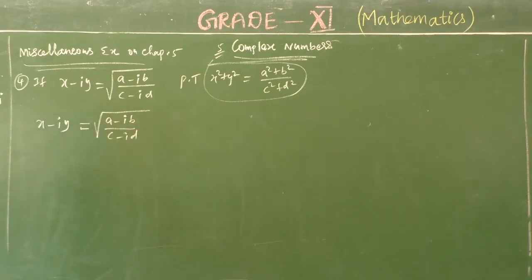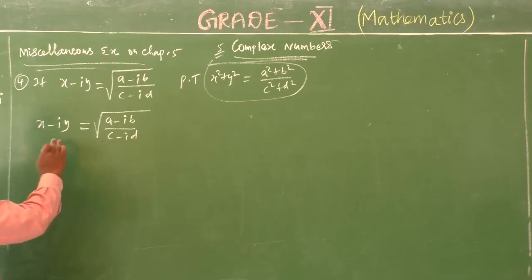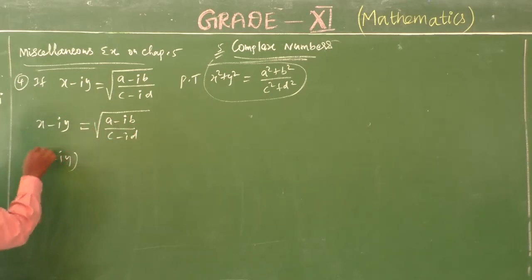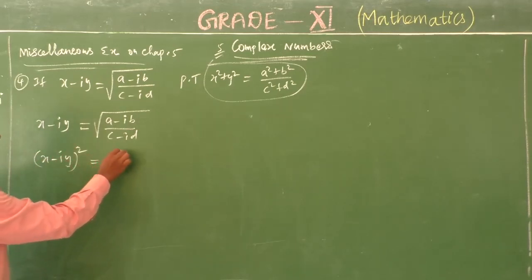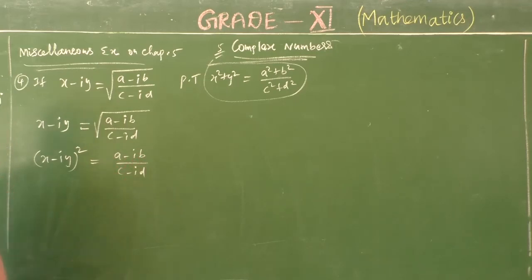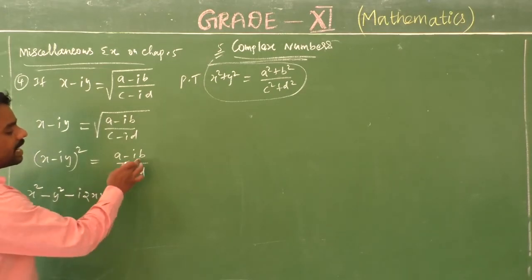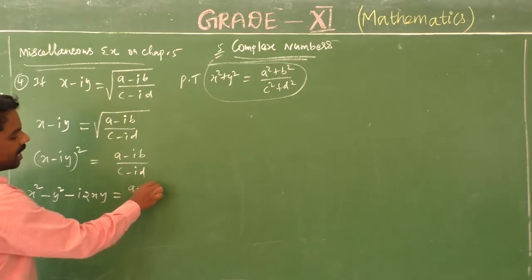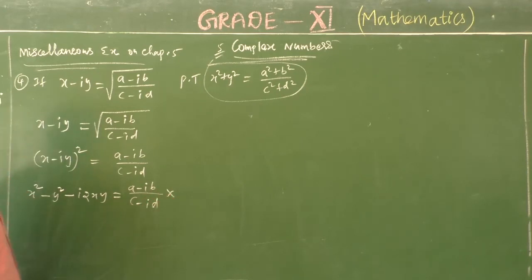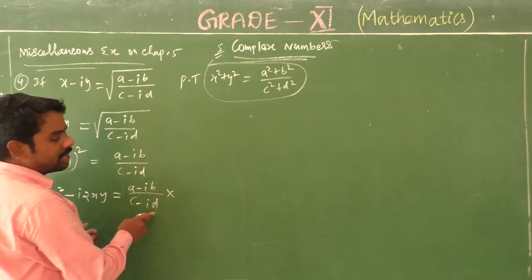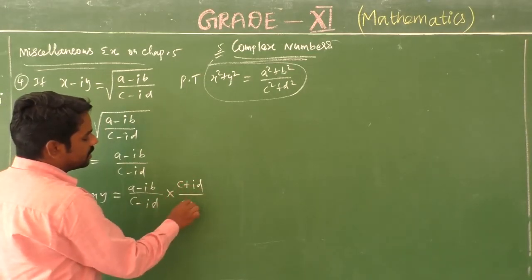Take the square on both sides. So (x minus iy) the whole squared is equal to (a minus ib) divided by (c minus id). (x minus iy) squared using the (a minus b) whole squared formula: x squared plus i squared y squared, that is minus y squared, minus 2xiy, is equal to (a minus ib) by (c minus id) into the conjugate of the denominator, c plus id divided by c plus id.